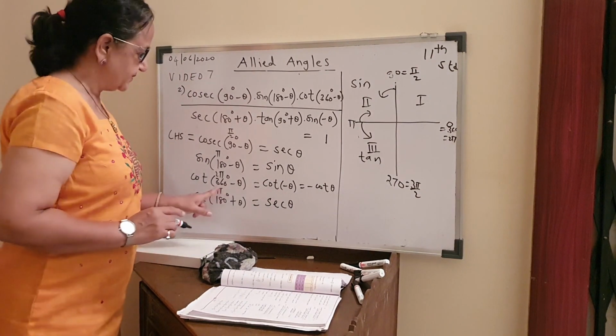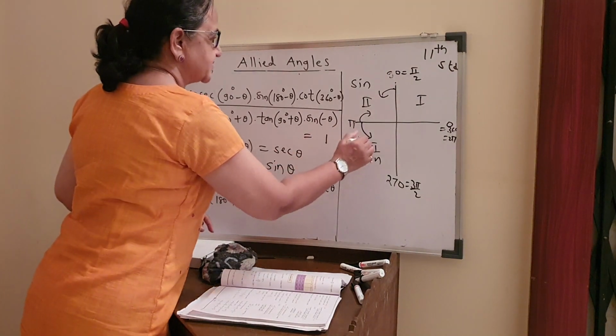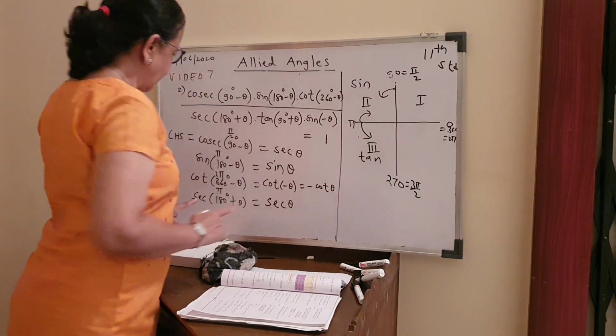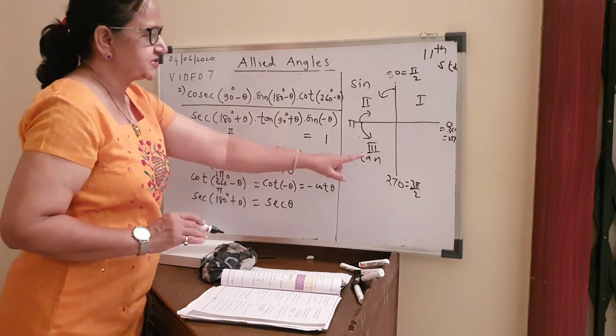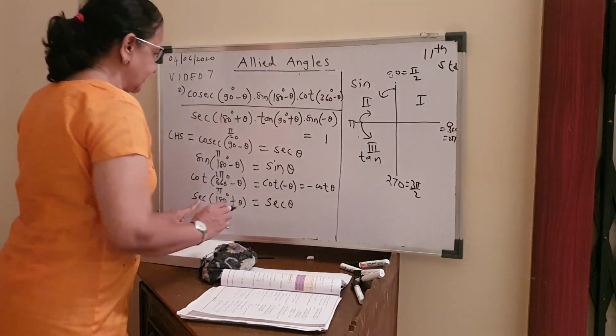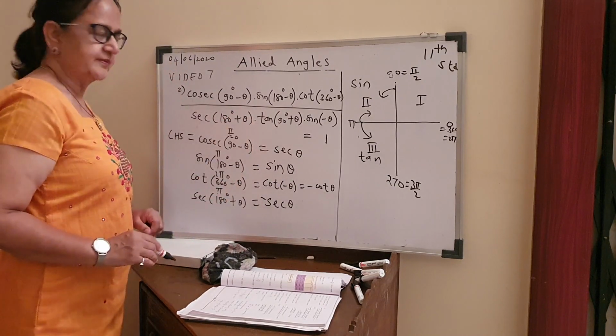Now the quadrant. Pi plus. I come to third. In the third, how is sec? Negative, because tan will be positive. So sec negative, my answer should be negative.